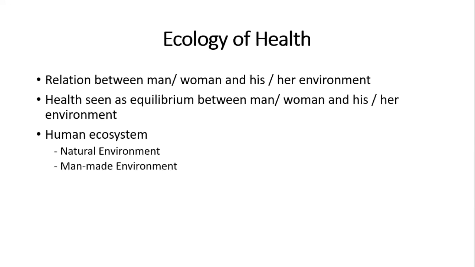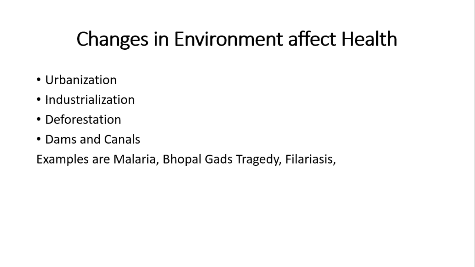Now, ecology of health. What is ecology? The relation between man or woman and his environment, the relationship between human and the environment in which he is living. So health is always seen as an equilibrium between human and his environment. The human ecosystem is made up of two things: natural environment and man-made environment. So if there are changes in the environment, this affects health. We have already discussed this at large during epidemiological transition and community diagnosis: urbanization, industrialization, deforestation, making of dams and canals. These have affected our health.